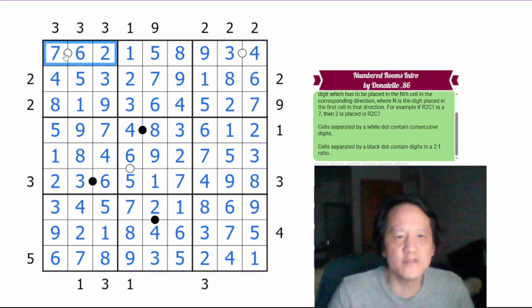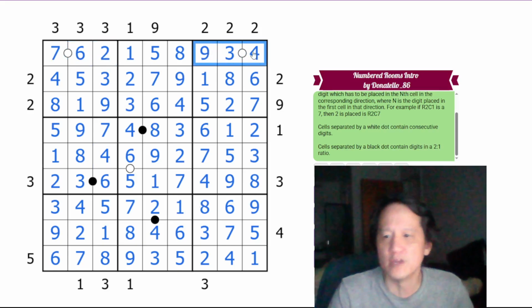Yeah, so there's a lot of interesting logic involved with numbered rooms. So it's always kind of fun to do.